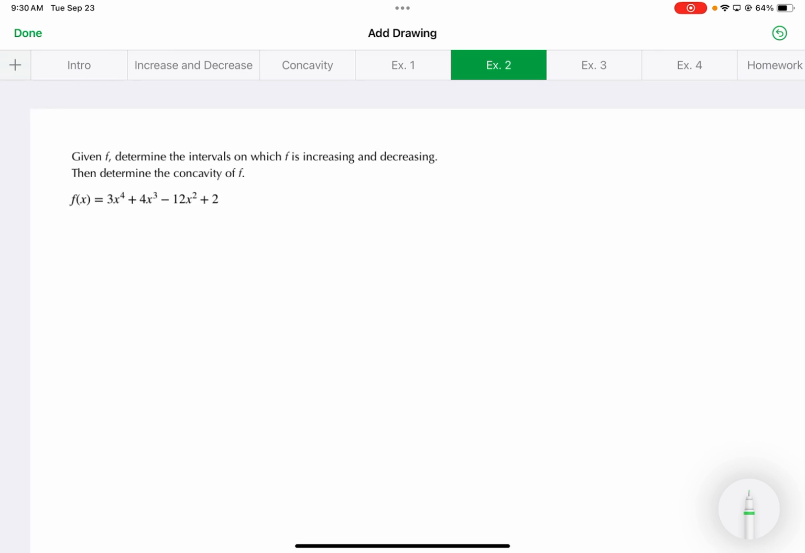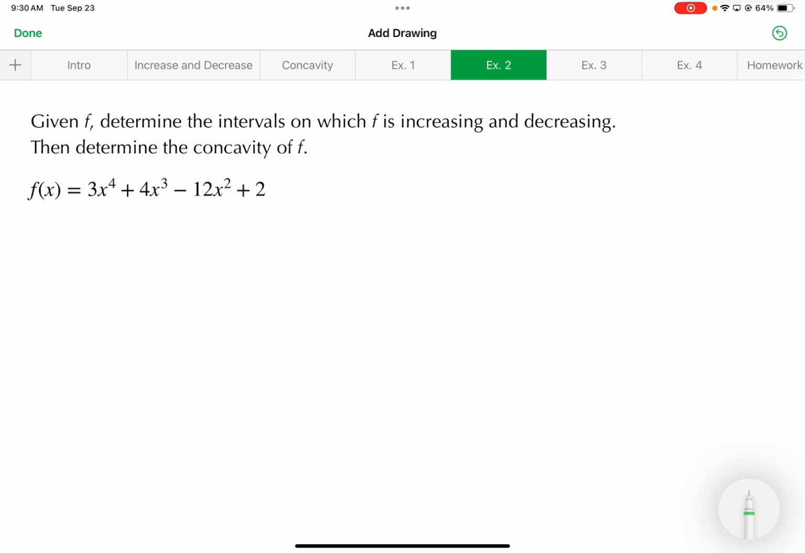All right, let's do another one. Another polynomial. We'll do 3 polynomials, and then we'll do something that's much more difficult. Okay? All right. Given f, find the same thing. Let's find where it's increasing, decreasing, and then determine concavity. So we start by doing what?